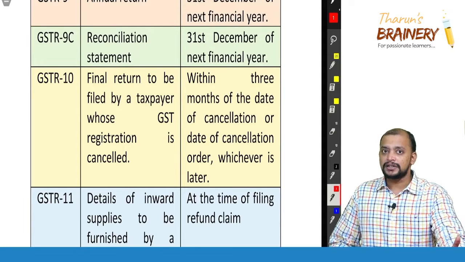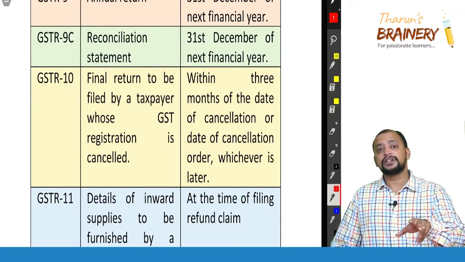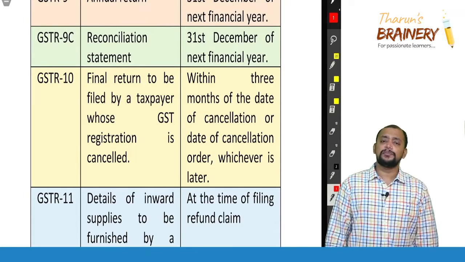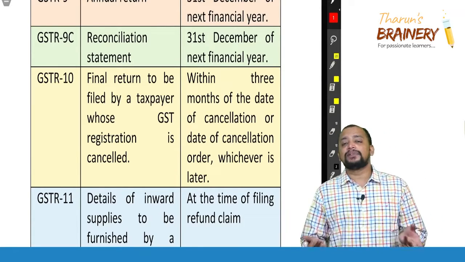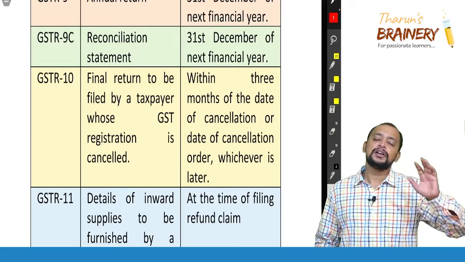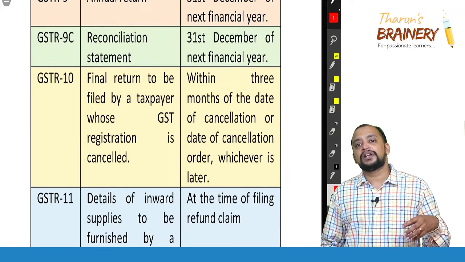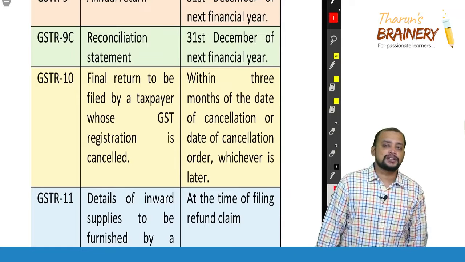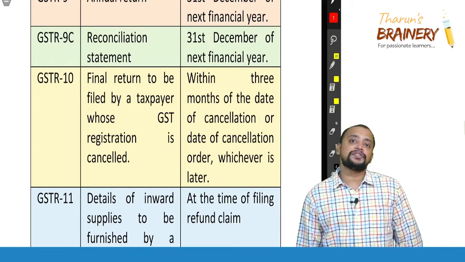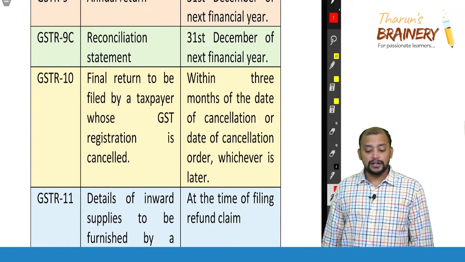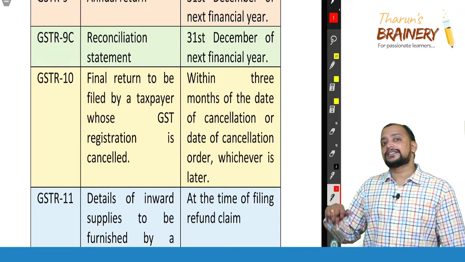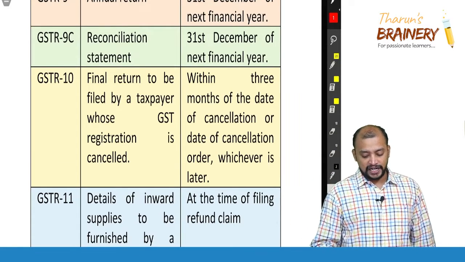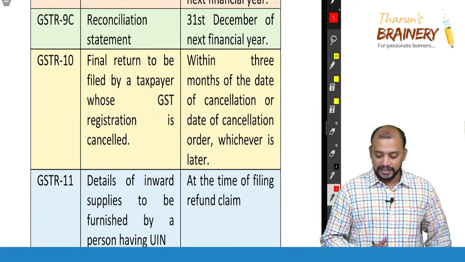From that date, 3 months or order of cancellation, whichever is later. Sir, which is later, sir? Usually it depends. Say today you make an application for cancellation of registration. You selected, say, April 25th as the date of cancellation. So from April 25th, 3 months: May 25th, June 25th, July 25th. Up to that, or order of cancellation. Whenever the order is passed, whichever is later should be taken. That is about GSTR 10 final return.